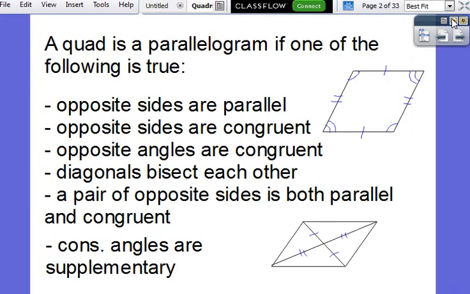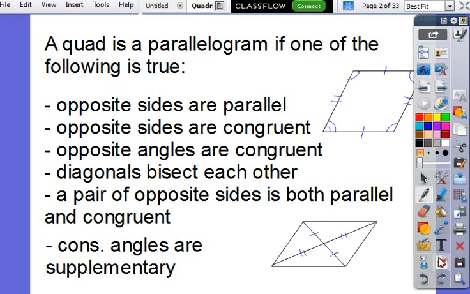Opposite sides have to be parallel. The opposite sides are congruent, so that means top and bottom have to match here, and then left and right have to match there. The opposite angles are congruent, so that means these are always going to match each other, and then those are always going to match. So the diagonals bisect each other.